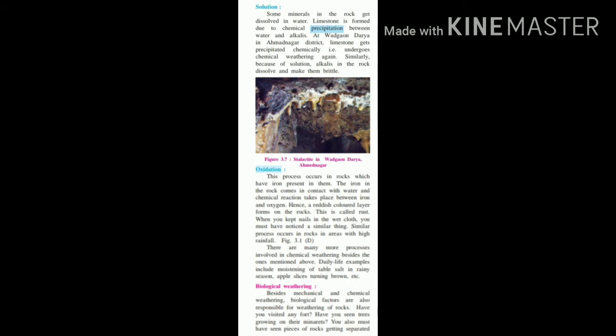Daily life examples include moistening of table salt. We can see that salt becomes wet on rainy days. Then apple slices turning brown after cutting. These are the examples of chemical weathering.